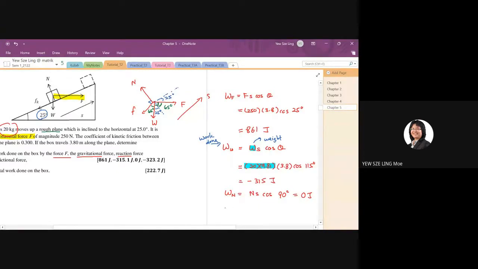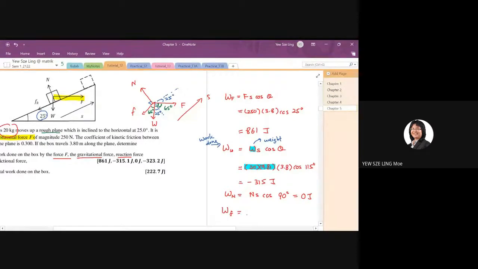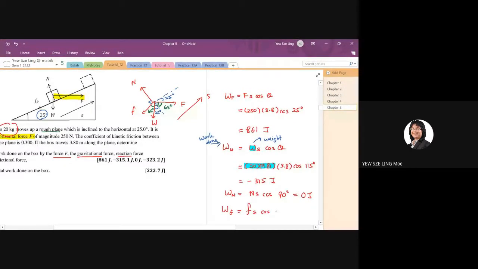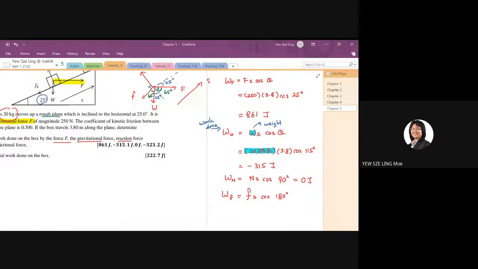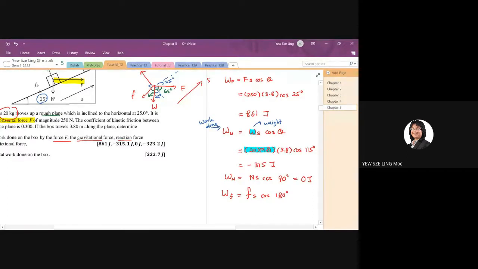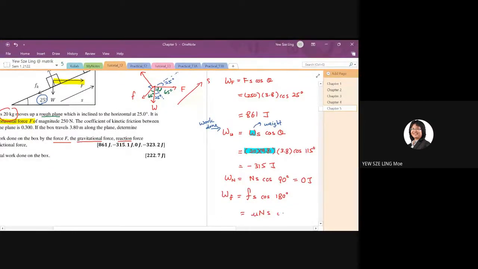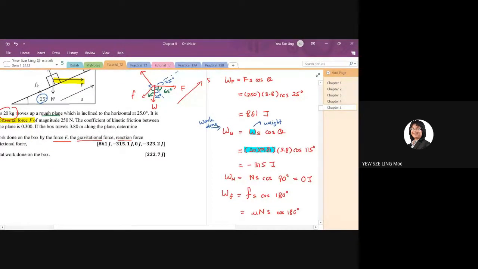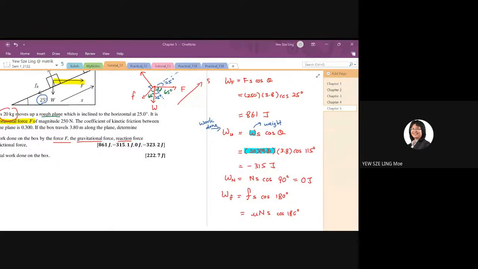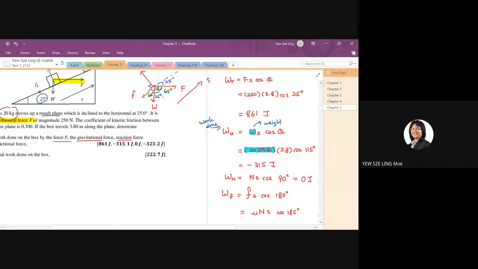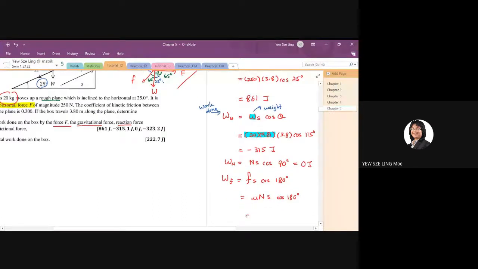And then the last one is the frictional force. So Wf equals F S cos theta. The frictional force and S are pointing in opposite directions, so 180 degrees. But the question is, I don't have the frictional force. What I do know is that frictional force is mu N, times cos 180 degrees. So next, I need to calculate N. You need to do an additional step to calculate the normal force first.